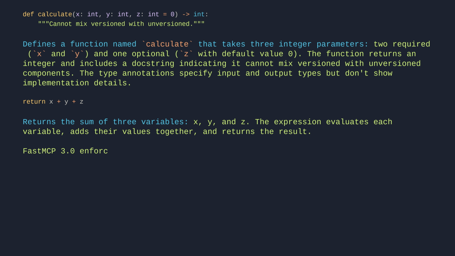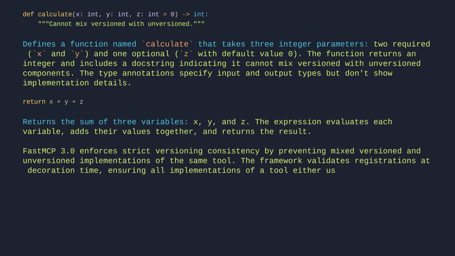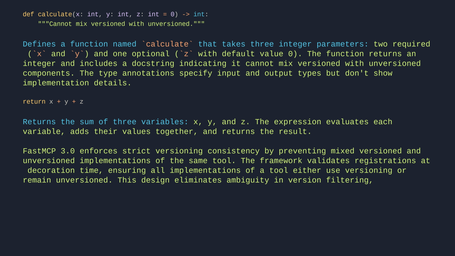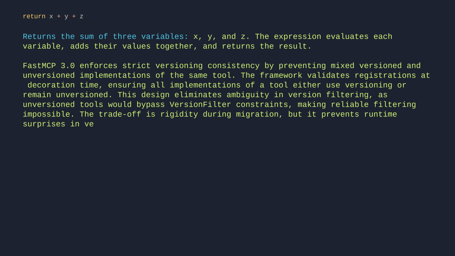FastMCP 3 enforces strict versioning consistency by preventing mixed versioned and unversioned implementations of the same tool. The framework validates registrations at decoration time, ensuring all implementations of a tool either use versioning or remain unversioned. This design eliminates ambiguity in version filtering, as unversioned tools would bypass version filter constraints, making reliable filtering impossible. The trade-off is rigidity during migration, but it prevents runtime surprises in version deployments.